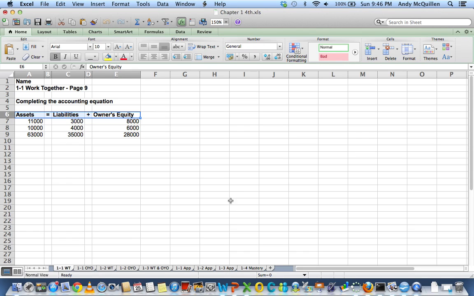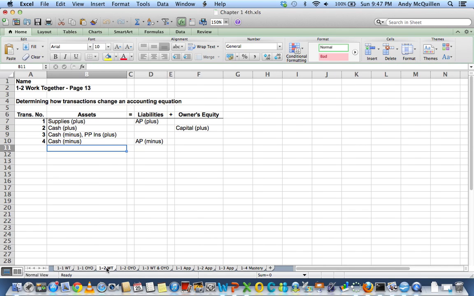1 work together, which is what you can see. We went through the equation, which you had to find one part. So for example, your assets were the question and your liabilities and owner's equity were given to you. So 3,000 and 8,000 equal 11,000. 10,000 was given to you, your liabilities were not, and your owner's equity was 6,000, which you got 4,000. And then the last one, you had to find your owner's equity, which was $28,000.